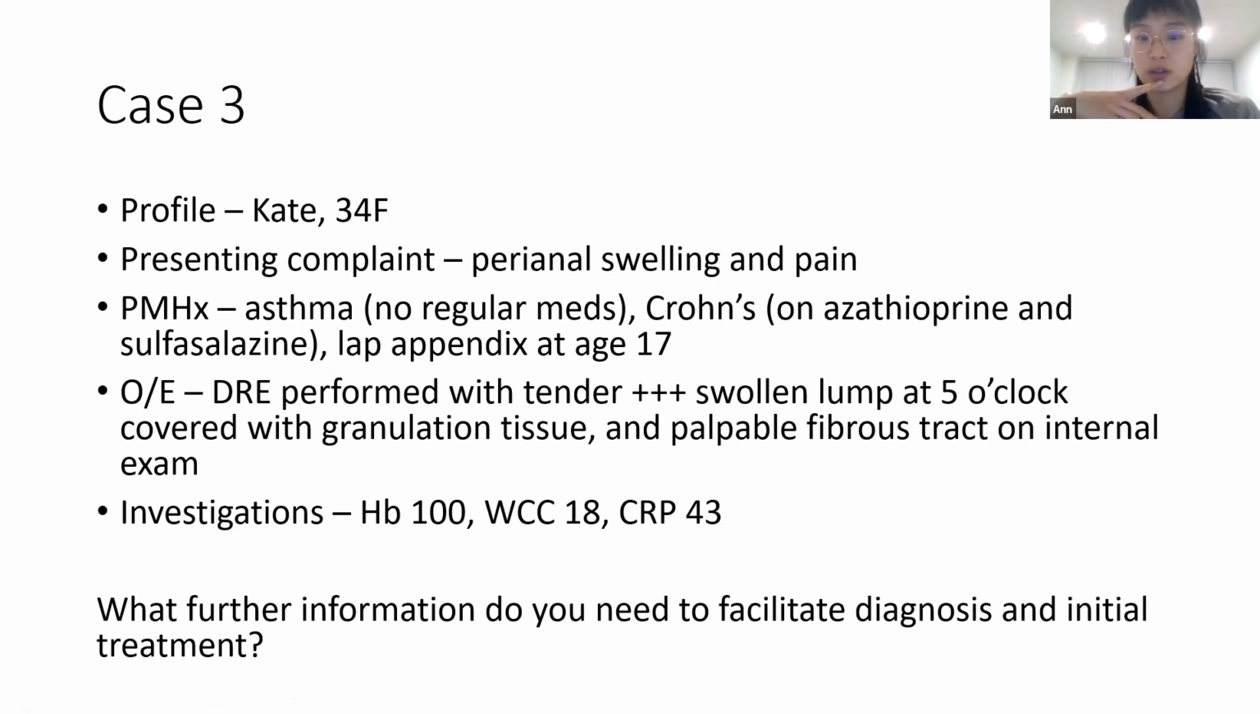You find an extremely tender swollen lump at 5 o'clock from the anus, covered with granulation tissue, and internally there's also a palpable fibrous tract. Her bloods are significant for mild anemia, leukocytosis, and raised CRP. What would you want to look for to figure out the cause of her perianal swelling and pain?